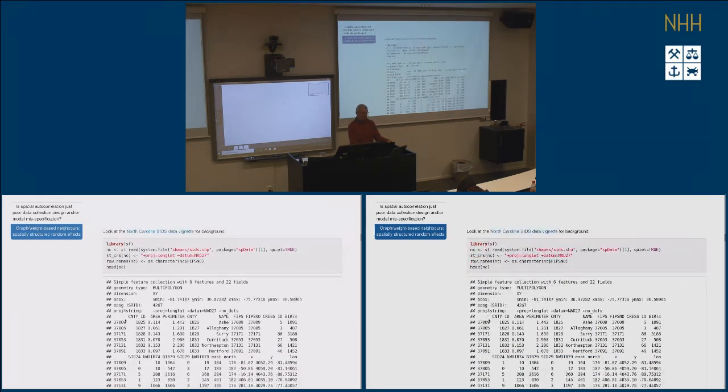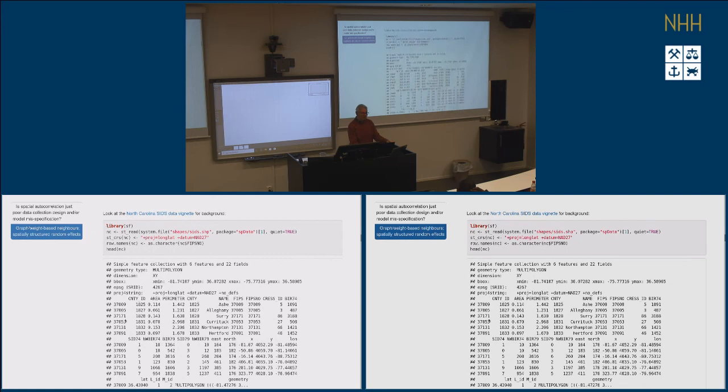Another case, so I'm going to tire you out by showing you all of the pitfalls of spatial autocorrelation. So, okay. The North Carolina SIDS dataset, I've mentioned it already, so just read it in. We've now got the data on board, and off we go.